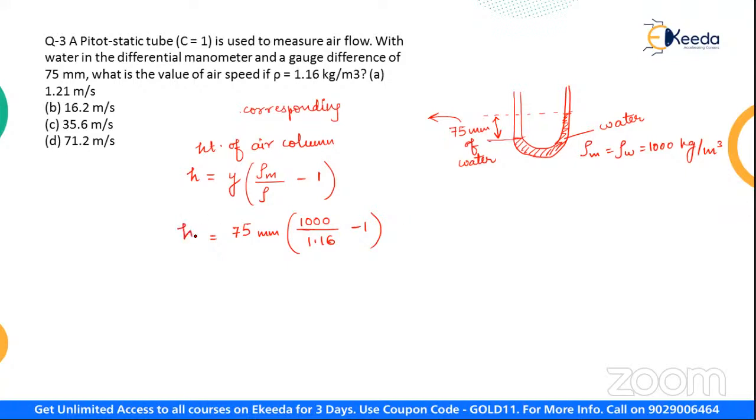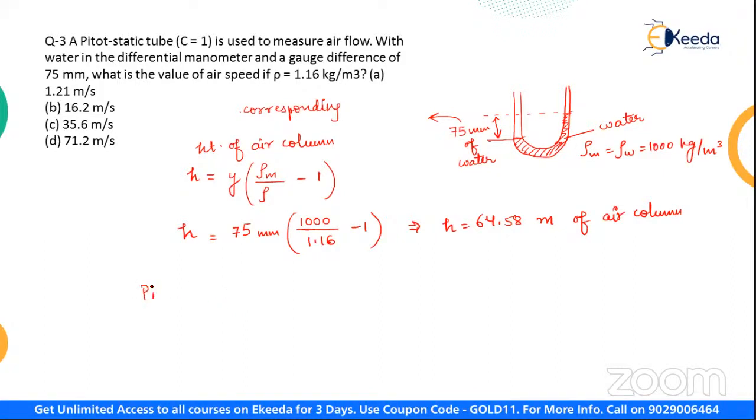So from here, if we calculate the value of the h, that comes out to be 64.58 millimeter of air column. Sorry, it will be in meter. So just a minute, let me erase this. So this value, when you calculate using the formula that I placed here, will be 64.58 meter of the air column.